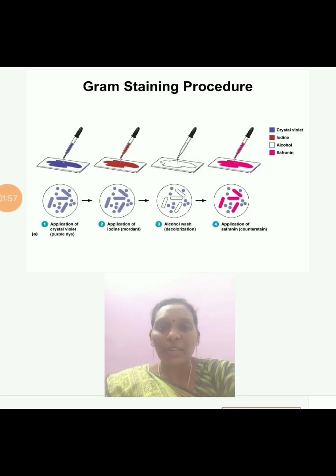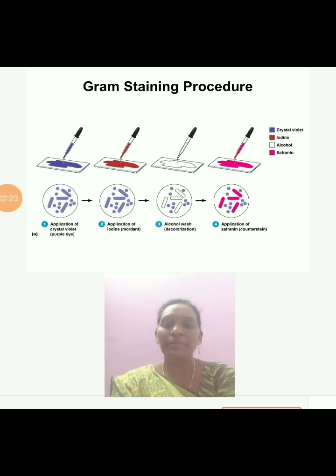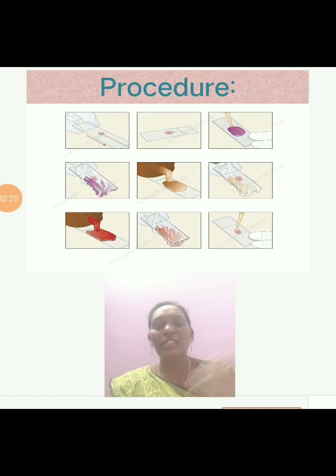So this is the diagrammatic representation. You are staining on a glass slide. First you prepare the smear, then you add crystal violet, then iodine, then alcohol or ethyl alcohol, the decolorizer, then you add safranin. So remember the list of reagents you use in gram staining: crystal violet, iodine, decolorizer alcohol, ethyl alcohol, then safranin. So this is a diagrammatic representation of how you perform the gram staining method.